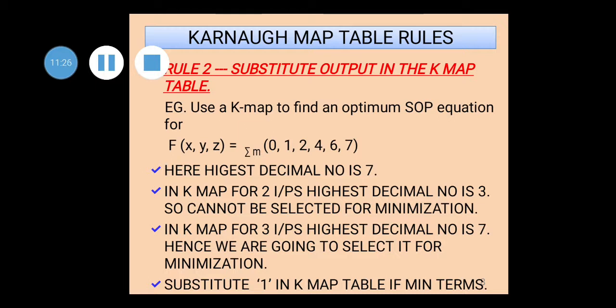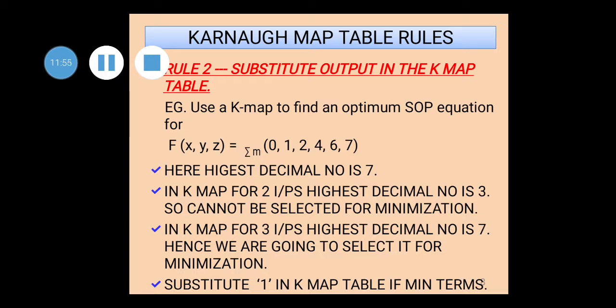You have to start with the lower one, the K-map for 2 inputs. In that the highest number is 4, so you cannot use that. Then for the 3 input K-map table, the highest number is 7, hence you can use the 3 input K-map table. This is how you are going to find the K-map table. After finding that, you have to substitute the output in that K-map table.